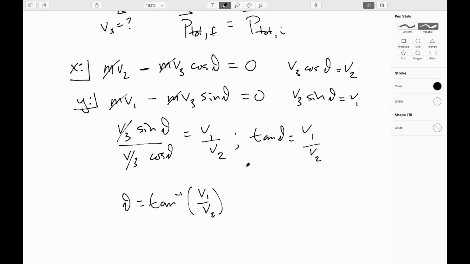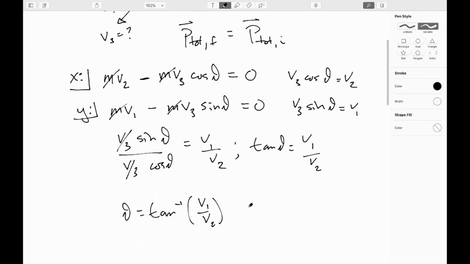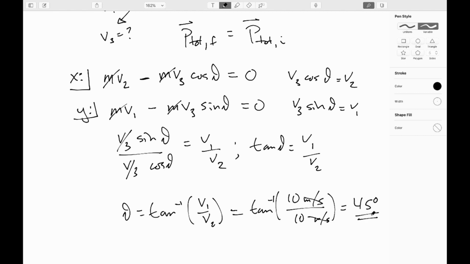Okay, so we said the pieces 1 and 2 were both flying off at 10 meters per second. So this will be the arctangent of 10 meters per second over 10 meters per second. Cancel, cancel. In fact, it's the arctangent of 1, which turns out to be 45 degrees.